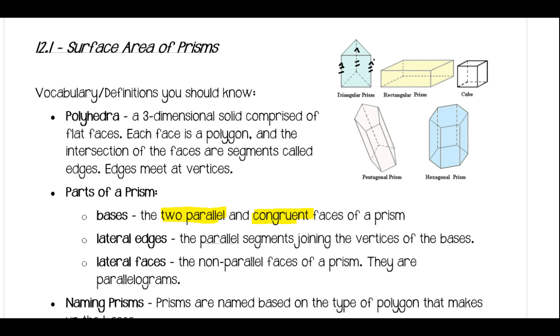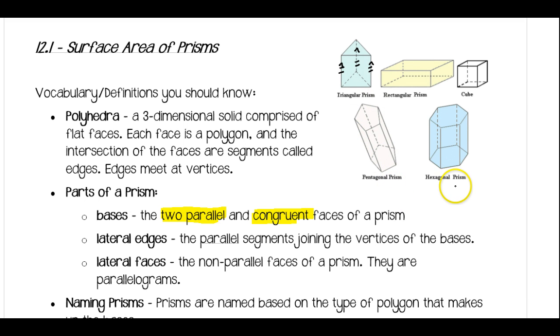And then we have lateral faces. So these are the non-parallel faces of a prism, and these are going to be parallelograms. Most of the time they're going to be rectangles, but sometimes they can be parallelograms. Alright, so if we take a look at this rectangular prism, this is kind of an exception, and the cube as well, because each pair of opposite faces is parallel and congruent. So really, for a rectangular prism or a cube, you could use any pair of opposite faces as your two bases.